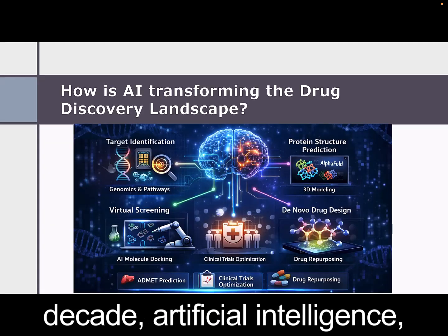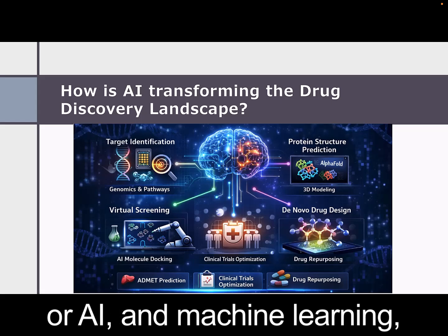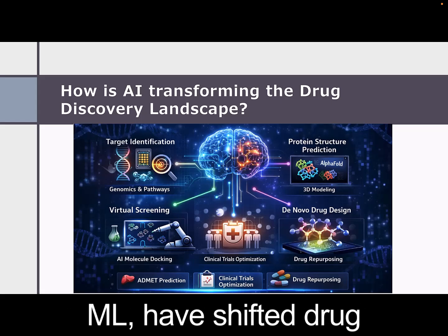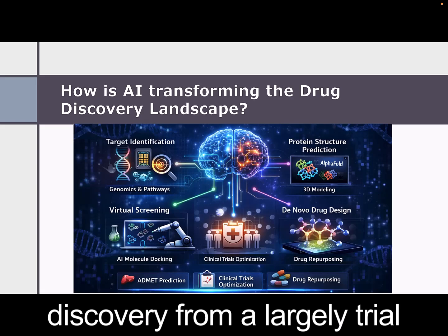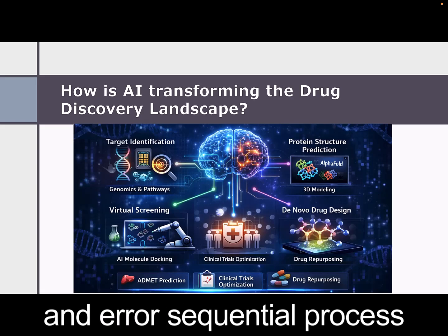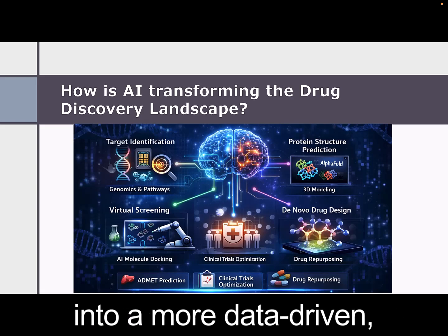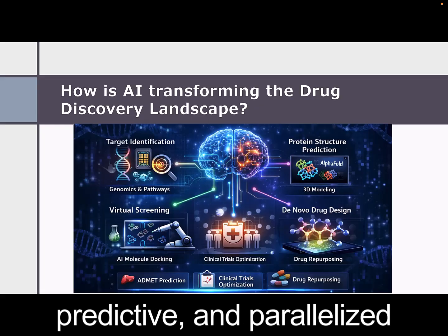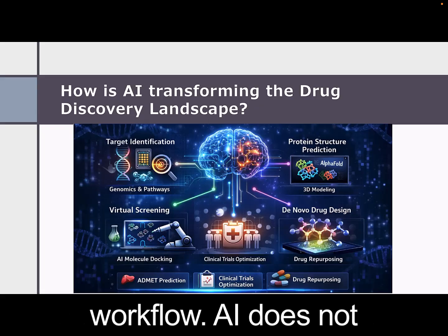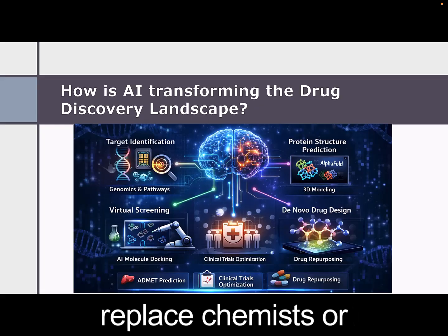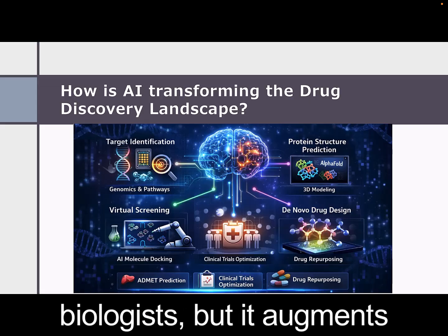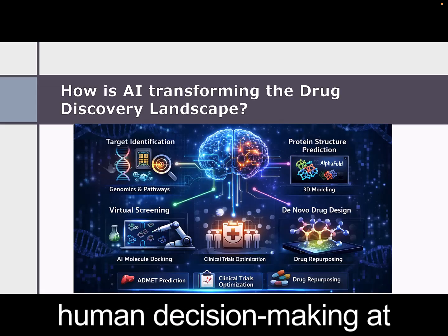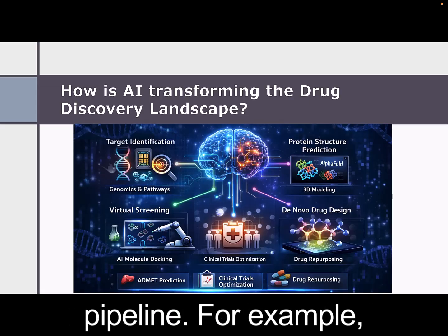Over the past decade, artificial intelligence, or AI, and machine learning, ML, have shifted drug discovery from a largely trial and error sequential process into a more data-driven, predictive, and parallelized workflow. AI does not replace chemists or biologists, but it augments human decision-making at nearly every stage of the pipeline.